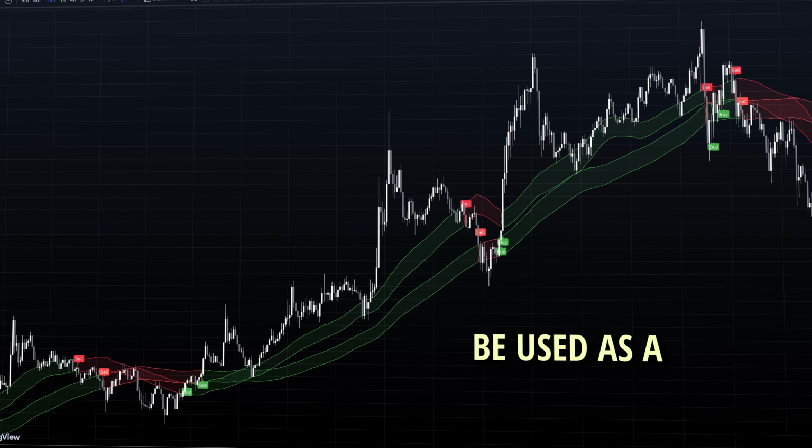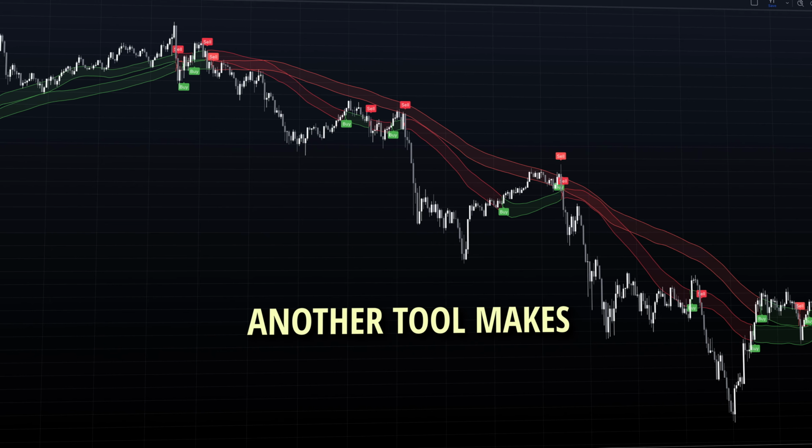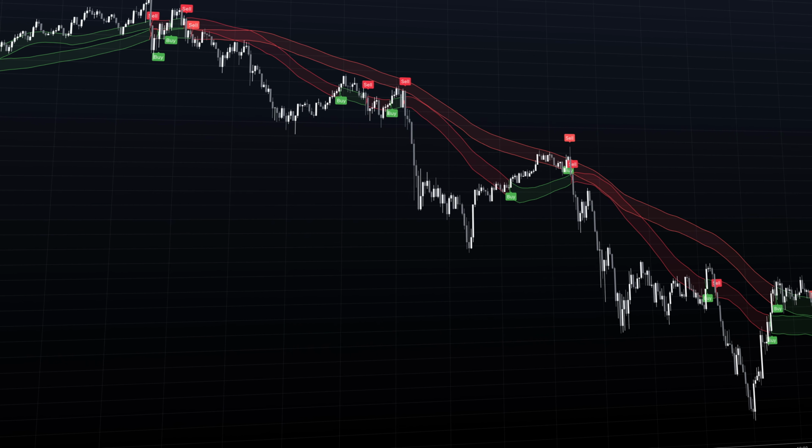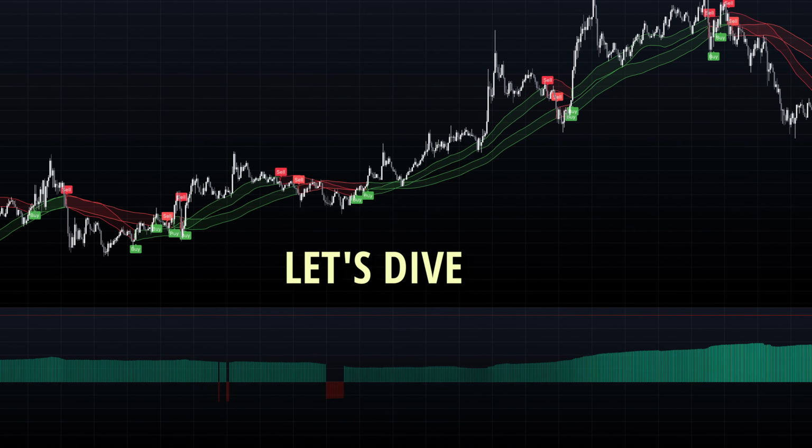This indicator can be used as a standalone trading system, but I'll show you how combining it with another tool makes the setup even more reliable. This complete strategy should help put you on the winning side of trades. Let's dive in.